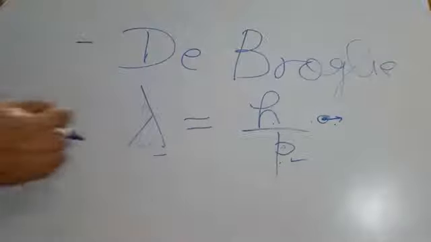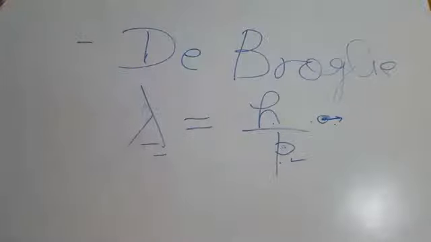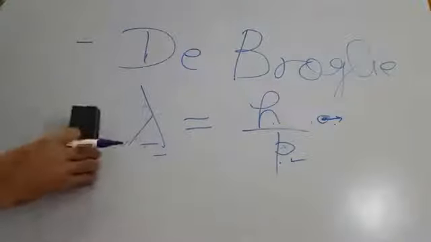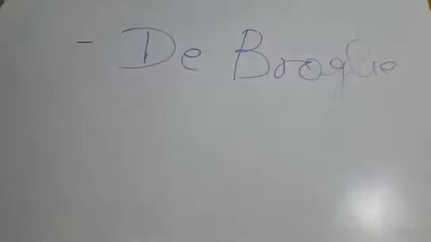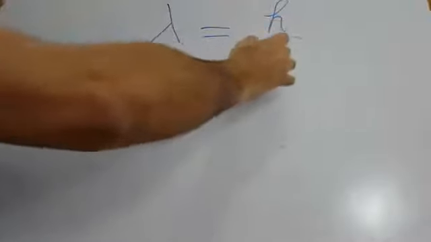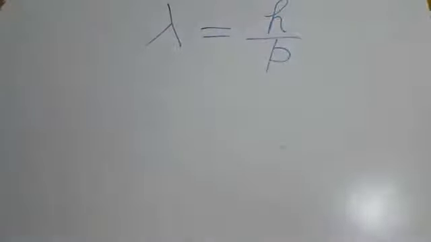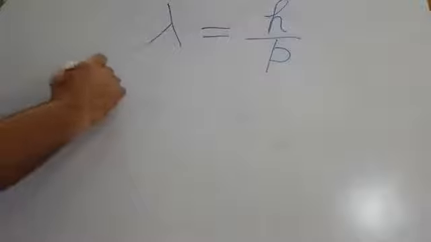Therefore, for macroparticles, this lambda almost approaches 0. That's why this lambda cannot be seen for macroparticles. But for microparticles, this matters a lot. Therefore, you have to remember this, that de Broglie lambda is equal to Planck's constant divided by the momentum of the particle. Second postulate, another important one that also contributed in development of quantum mechanics, was uncertainty principle.